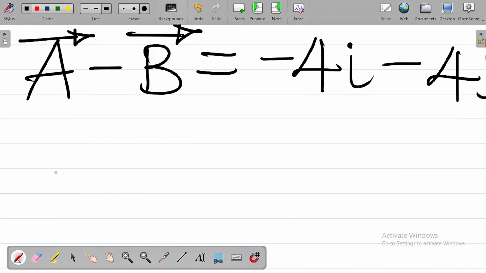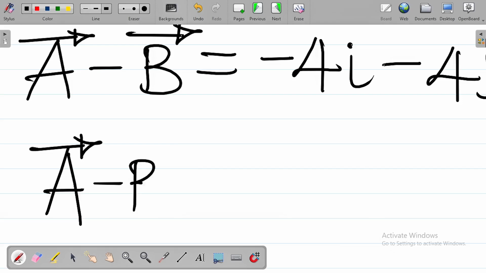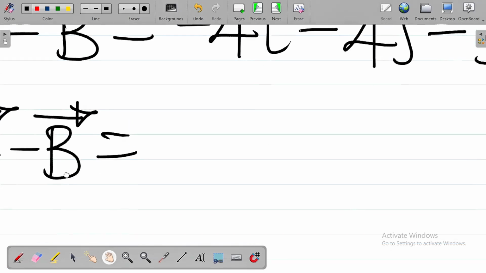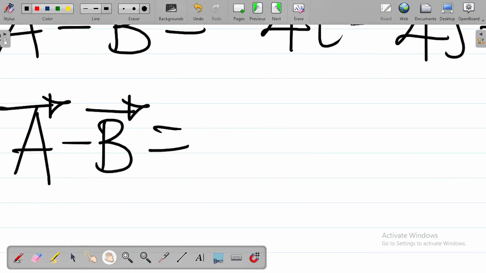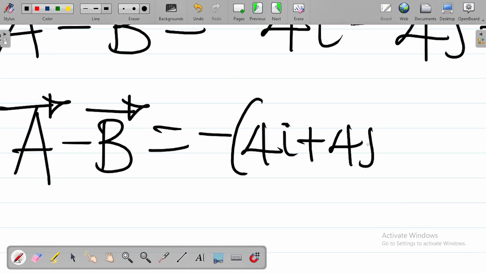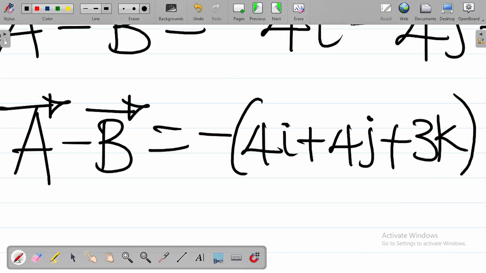So therefore, vector A minus vector B is equal to minus open bracket 4i plus 4j plus 3k. So you close the bracket. So this is vector A minus vector B.